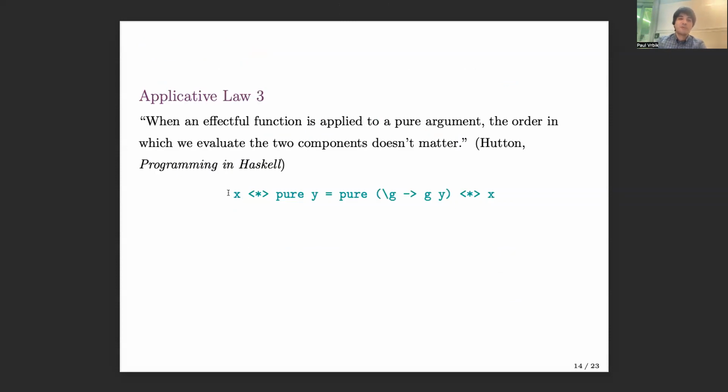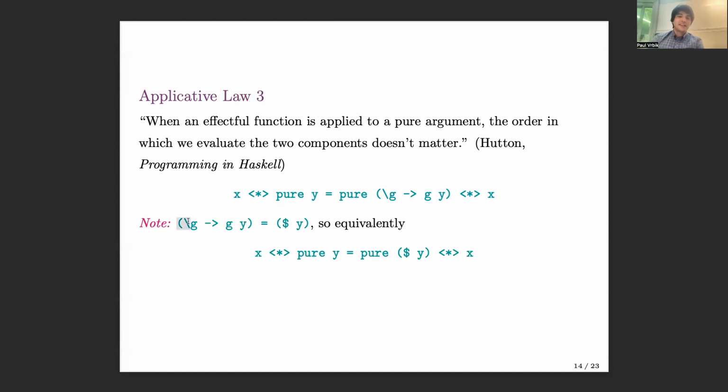Okay, so this is the weird one, and this is what Hutton has to say about this. When an effectful function, that's a function that has an effect, we're going to learn how to sequence stuff next week, is applied to a pure argument, the order in which we evaluate the two components doesn't matter. I can't really say it better than that. This may not be meaningful at this point because we haven't talked about sequencing actions, but these applicatives are going to let us sequence stuff. We're going to sort of shoehorn back. This is all building the technology required to implement do that you've been using sometimes.